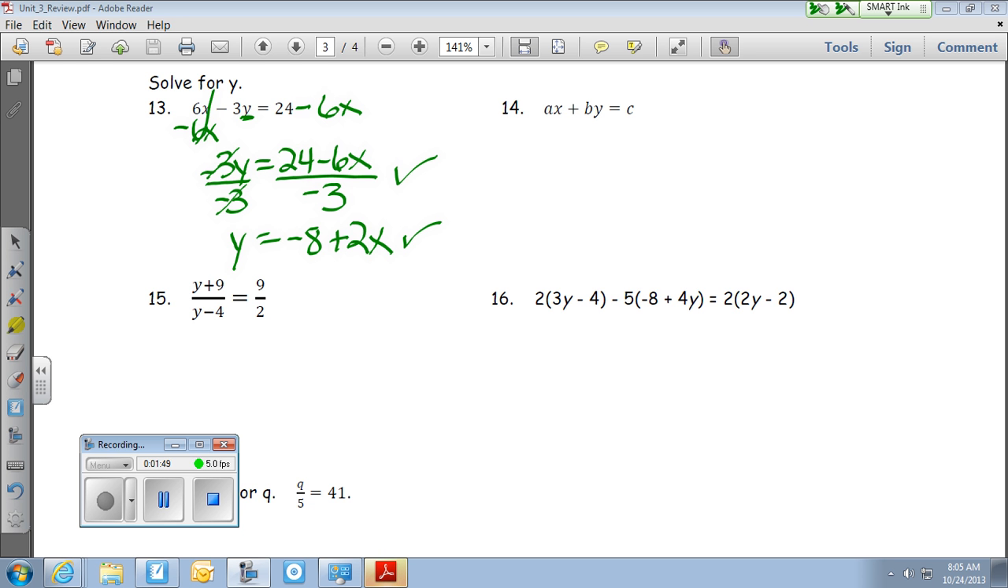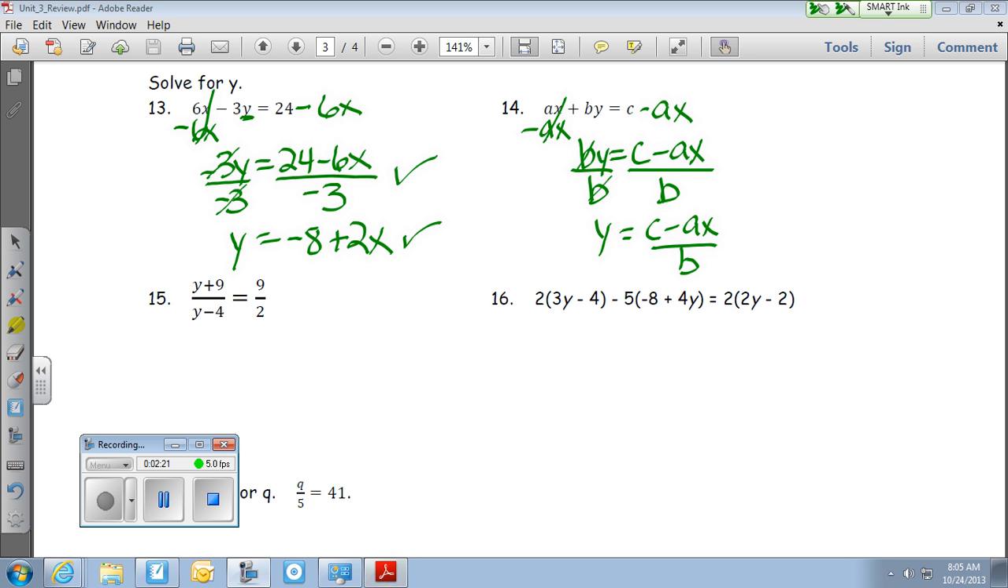All right, number 14, again, solving for y. I need to get rid of the ax first, so I'm going to subtract ax. This was, I think, straight from your QCA. So those cancel, leaves me with by equals c minus ax. Now I need to divide that by b to get rid of that. That means this whole term on the right, the whole expression on the right, needs to be divided by b. So y is equal to c minus ax divided by b.